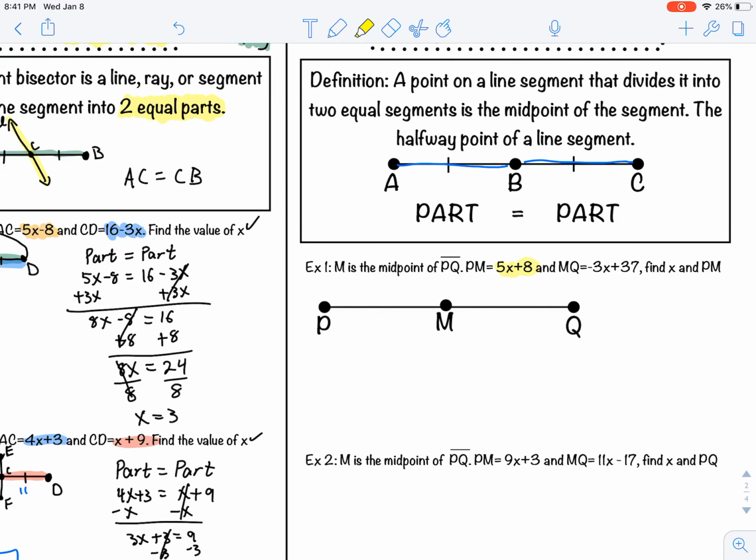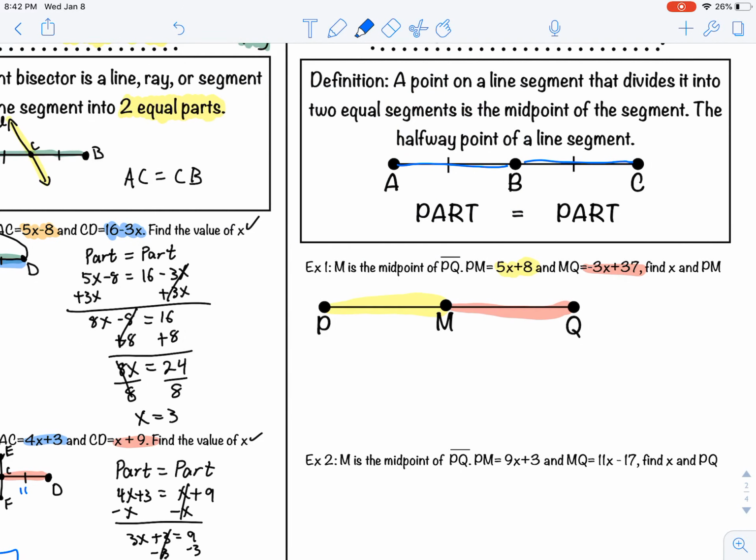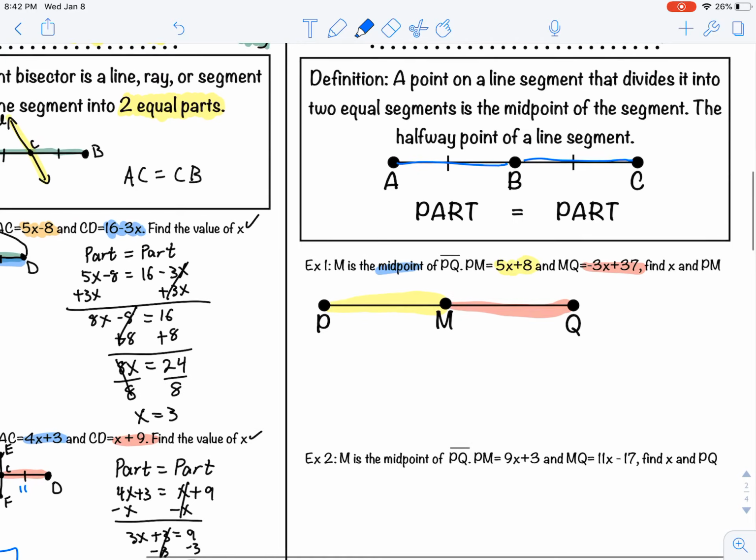PM is 5x plus 8, so I'm going to highlight that. PM is 5x plus 8. And then MQ is negative 3x plus 37, so that's this guy over here. Find X and PM. My key word here that's going to tell me everything in the world that I need to know is midpoint. Okay?